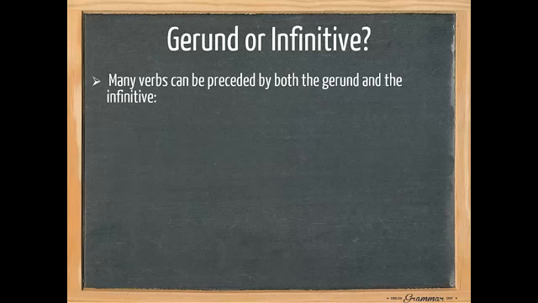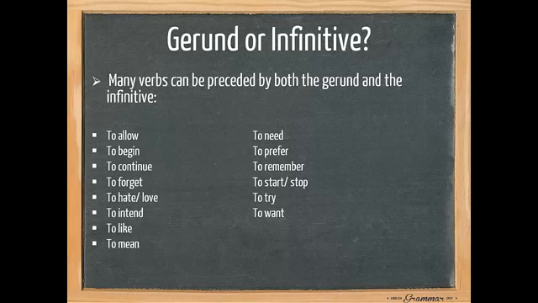And many verbs can be followed by both the gerund and the infinitive. For example, to allow, to begin, to continue, to forget, to hate, to love, to intend, to like, to mean, to need, to prefer, to remember, to start, to stop, to try, to want. So it is a tricky thing, the gerund and the infinitive, but luckily in most cases it doesn't really matter which you use, only if you are careful enough to apply the rules that I've just talked to you about.